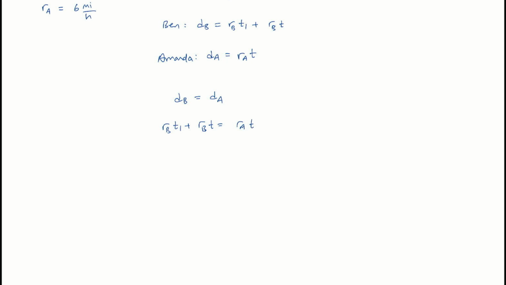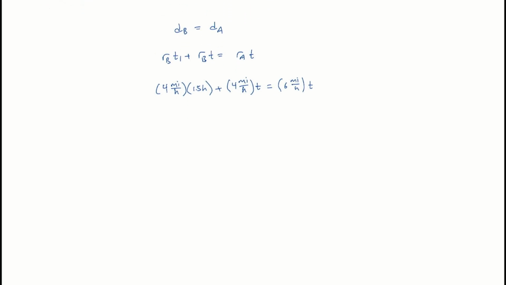Okay. And so we can fill in some of the numbers. And so we've got Ben is 4 miles per hour times the 1.5 hours plus his 4 miles per hour times time. That's equal to Amanda's rate, 6 miles per hour times time. All right, so we can see all the units are going to work out. So let's just drop them all off.